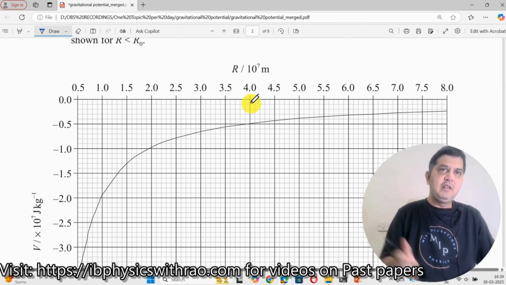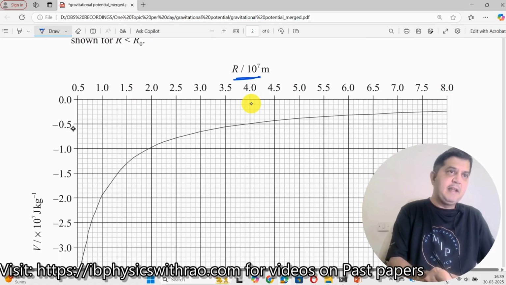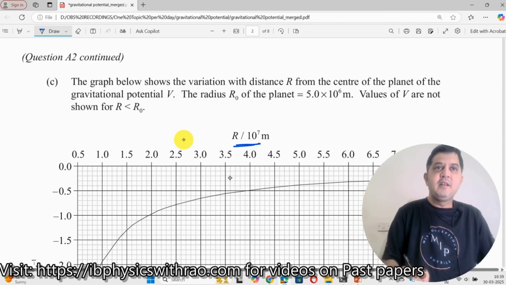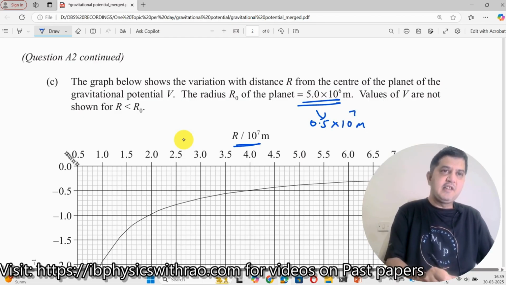Now here you see 0.5, 1, 1.5, 2 multiplied by 10 power 7 here. And here you see 0, minus 0.5, minus 1 multiplied by 10 power 7. What is this? This is the potential. Now the radius of the planet is 5 into 10 power 6. If I write this in terms of 10 power 7, I get 0.5 into 10 to the power of 7 meters, which corresponds to this point. The x coordinate is this.